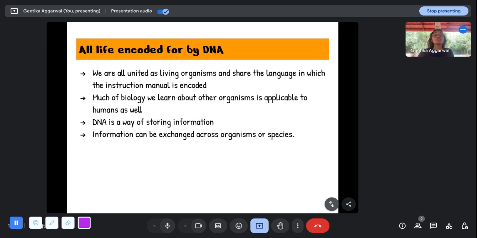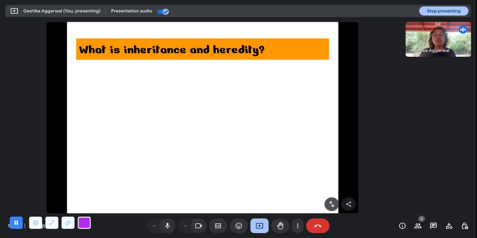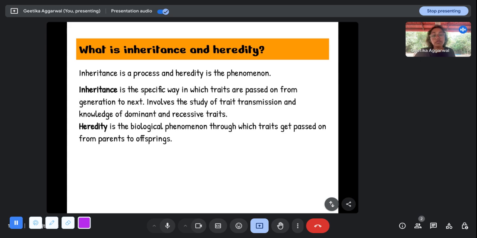Okay, so that was the basis. And what is inheritance and what is heredity, and how are they different? When you look at inheritance, inheritance is a process and heredity is a phenomenon. Heredity is a phenomenon which occurs by this process which is called inheritance. So there's a very subtle difference between the two of them.